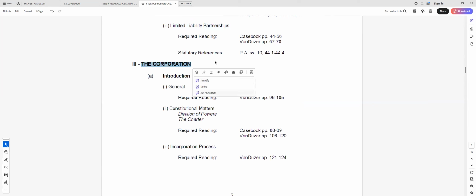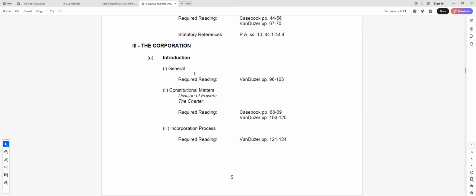Then comes the corporation, which I think is forming the major part of your syllabus. The corporation and corporation law are different things, and they have made it a separate chapter, and it seems to be the more important topic out of all. In corporation law we will see general information, an introduction about the corporation, constitutional matters, and division of powers. We saw that, I just briefly told you who has the power and what legislations are applicable to whom. That is basically from this division of power.